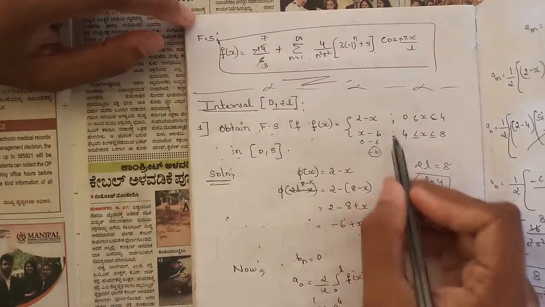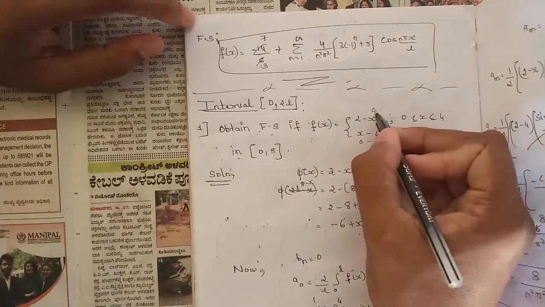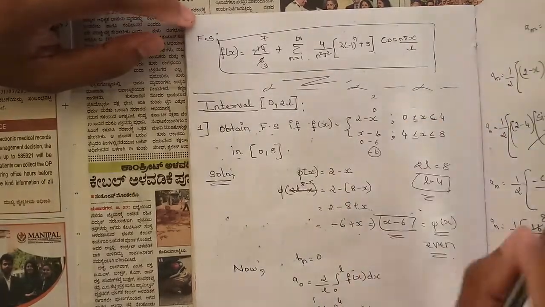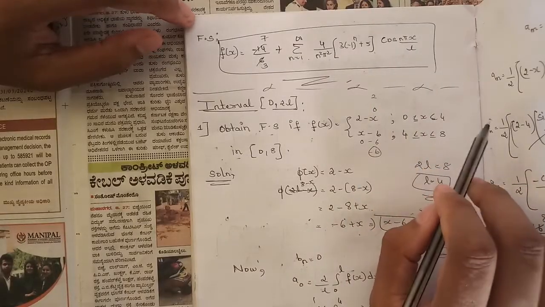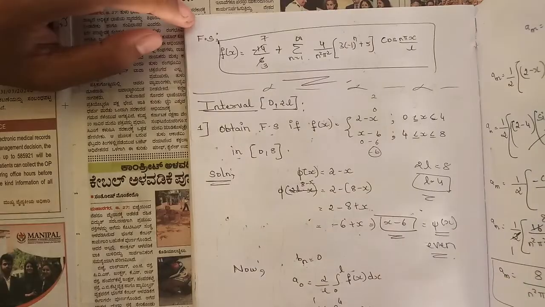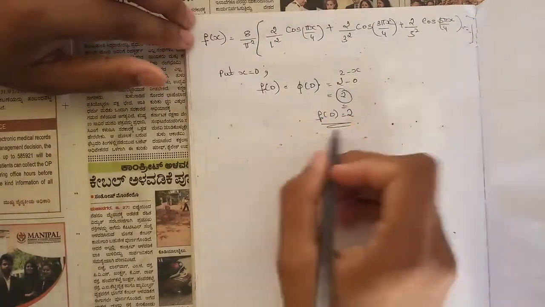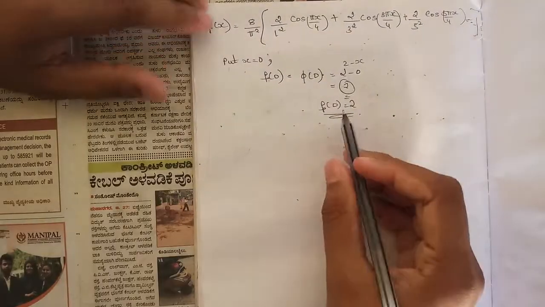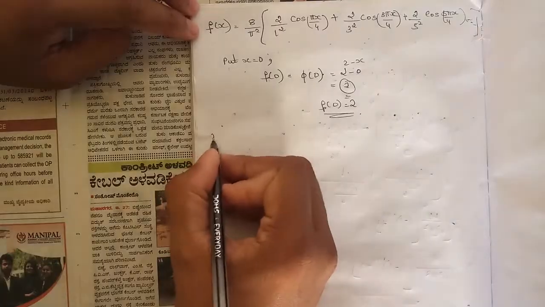That is, we need to ignore this. We need to only consider this. So now let's substitute the value of x as 0. 2 minus 0 is 2. 2 satisfies the condition, 2 lies between 0 and 4. So directly we can write the value of f of 0 as 2. See, we have written it. The final value of f of x is 2. So in place of f of x now we need to write 2.